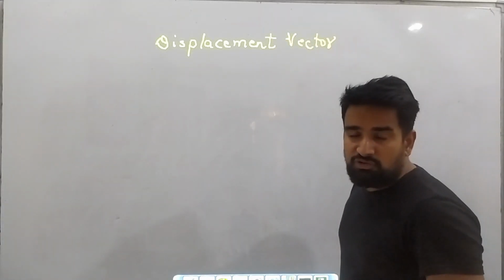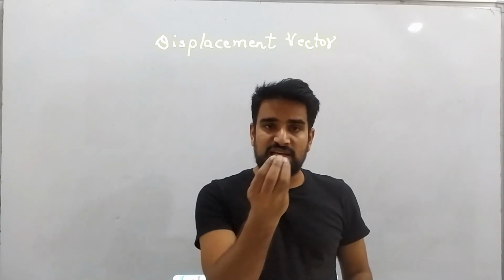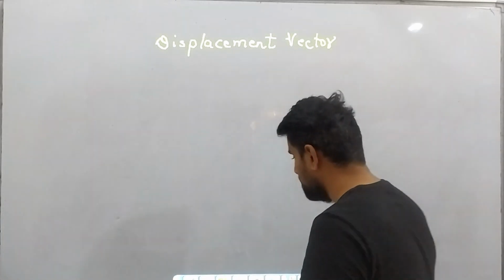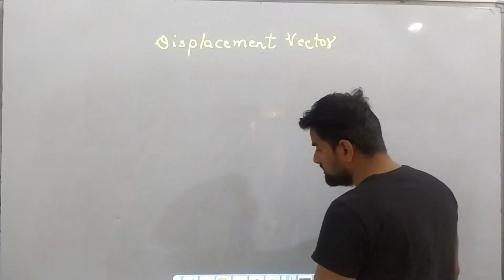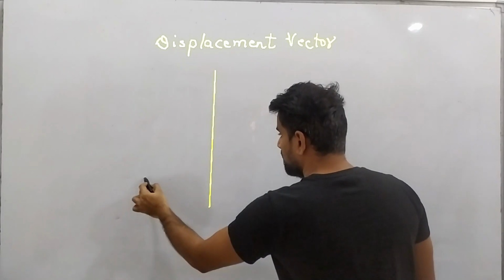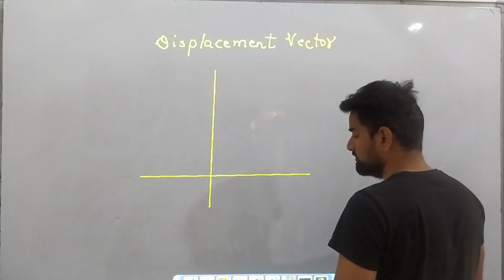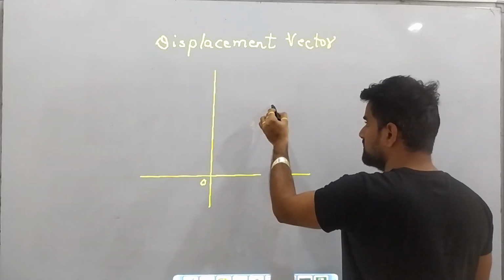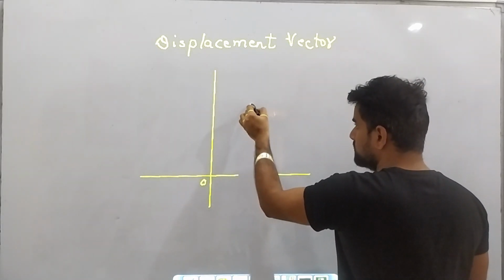So how to represent it? First of all, I will teach you how to represent it in a 2D plane, and then we will go further to 3D space. All right. So if I have a 2D space like this, and if this is the origin and this is the point at which my position initially was.